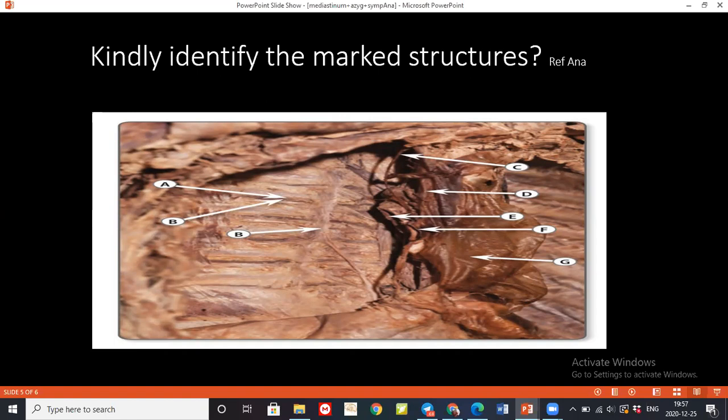Which pleura is sensitive to pain? Visceral or parietal? The parietal. It is sensitive to pain, temperature, touch, and pressure.